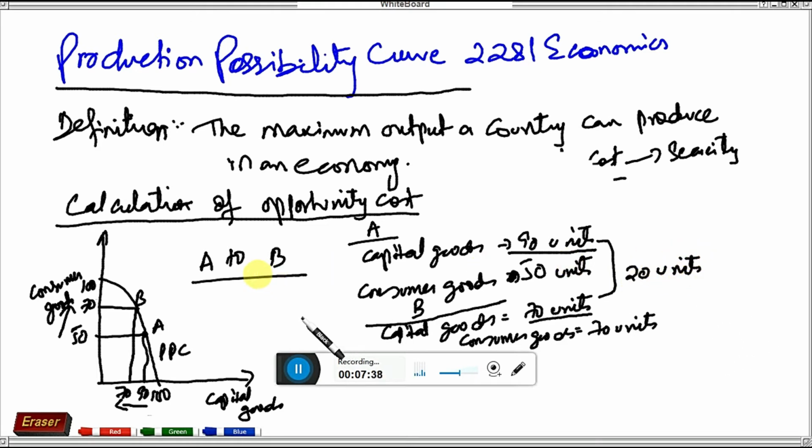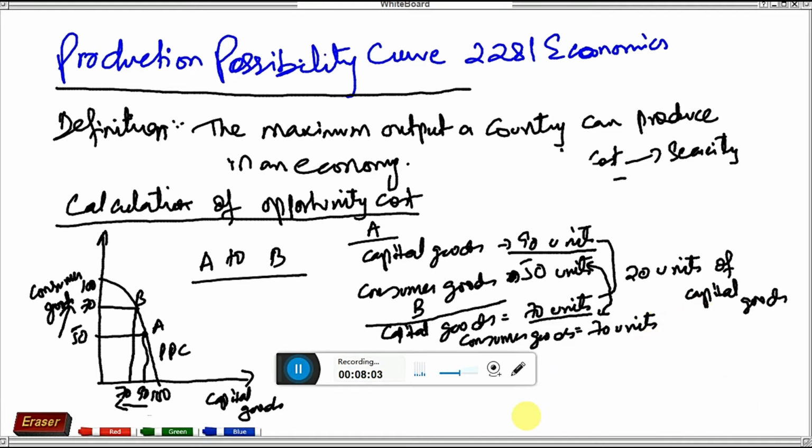Whenever the question asks you what is the opportunity cost of moving from A to B, it would be 20 units of what? 20 units of capital goods. Because if you compare the consumer goods, these are increasing in number. Earlier it was 50 and now it is 70 units. So you can see how much you have to leave in order to get the other.